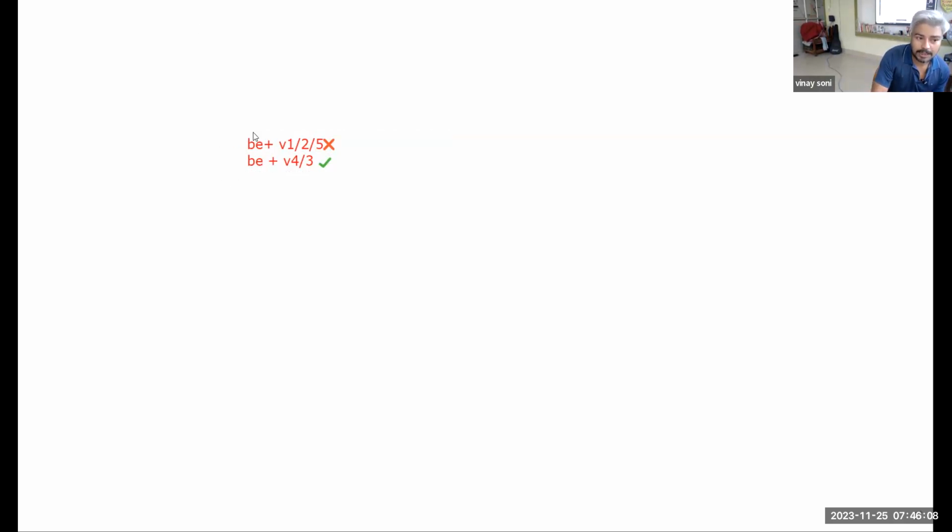Now, whatever form of be we use, चाहे be का कोई भी form use करें, present form, past form, doesn't matter. कोई भी form use करें हम be verb के. Okay? We will use V4 and V3 after that. We can never use V1, V2, V5.